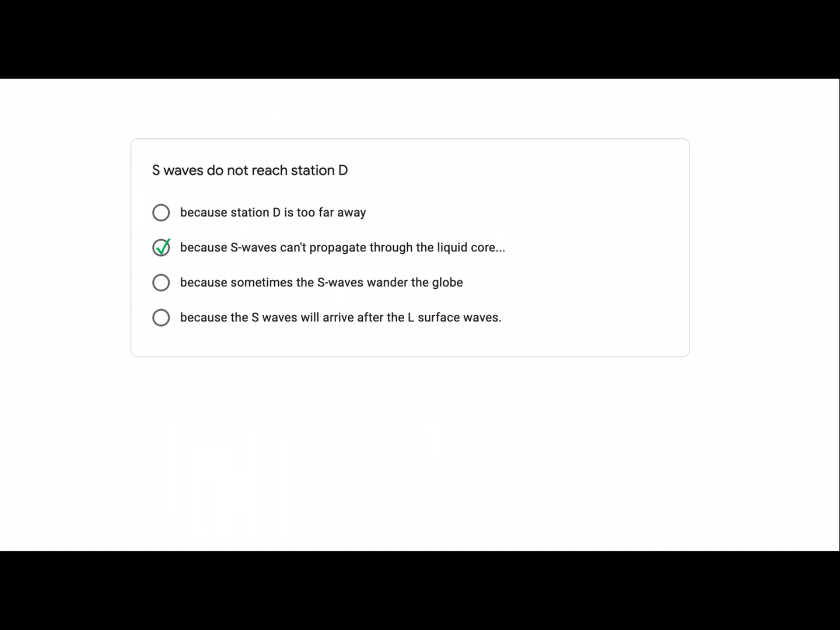So you can do this experiment with a bucket of water and do some compressional movement with your hands and shear movement. And you will see that in the shear movement, you cannot feel any resistance of the liquid. Because there is no resistance of liquid to shear motion, you cannot have S waves in liquid. And so that's the reason why we didn't have any S wave at station D. And by the way, the absence of S waves is how the liquid outer core of the Earth was discovered in the beginning of the 20th century.